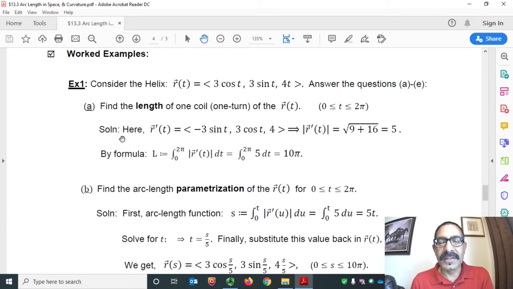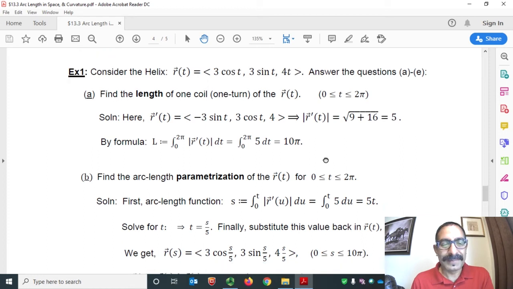Solution: let's apply the formula. The formula is L equals the integral from a to b of the magnitude of r prime of t. So let's first find r prime of t and its magnitude. Find the derivative of r(t): 3 cosine t becomes minus 3 sine t, 3 sine t becomes 3 cosine t, and 4t becomes simply 4. The magnitude of r prime gives us 5. Hence by the formula, the arc length equals the definite integral from 0 to 2 pi of 5 dt. So the answer is 5 times 2 pi, which is 10 pi. I hope this makes sense to you all.